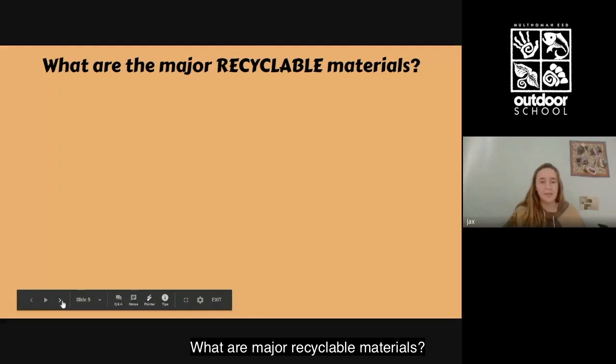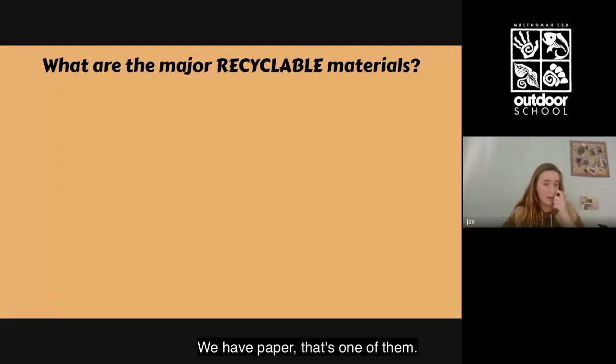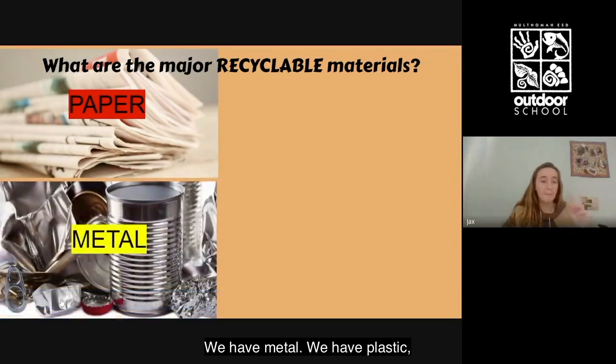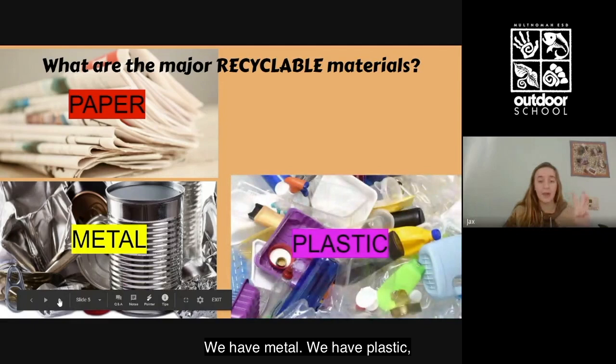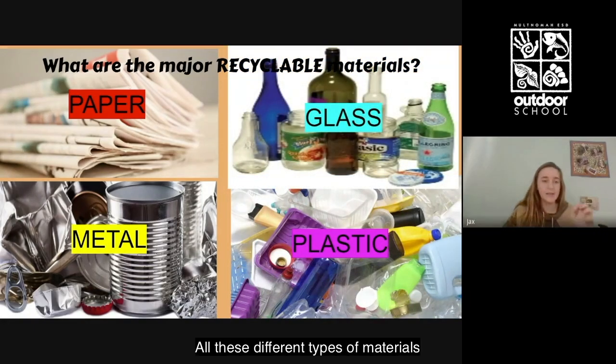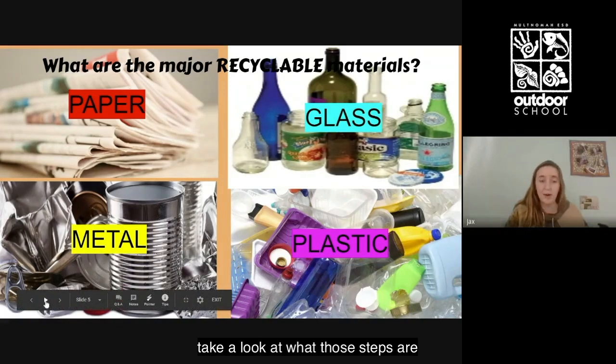So what are major recyclable materials? We have paper, that's one of them. We have metal, we have plastic, and we have glass. So all these different types of materials are going to take different steps to recycling. And we're going to take a look at what those steps are so we can make sure that we're recycling properly, because if we aren't recycling properly, then those things can't be recycled. They have to go to the trash.